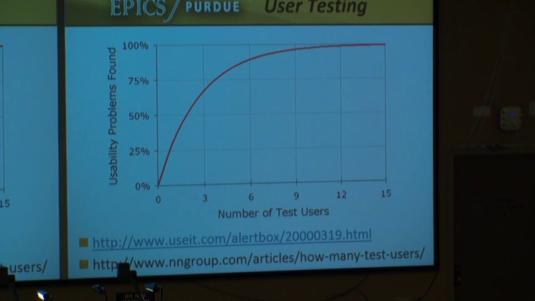Another part of detailed design is user testing. There's data that supports how many users you should involve in the user testing. They were identifying how many bugs or problems were found by the number of users. And if you look here, about a sweet spot, or point of diminishing return, is about 5.